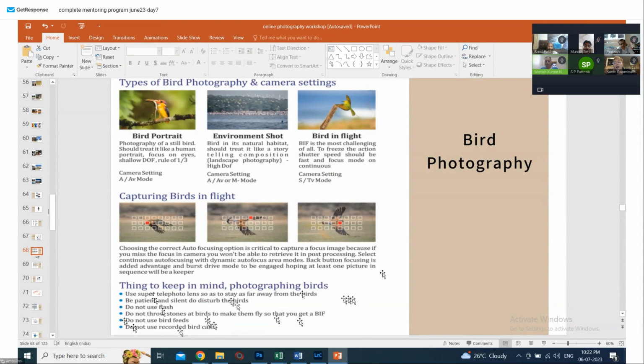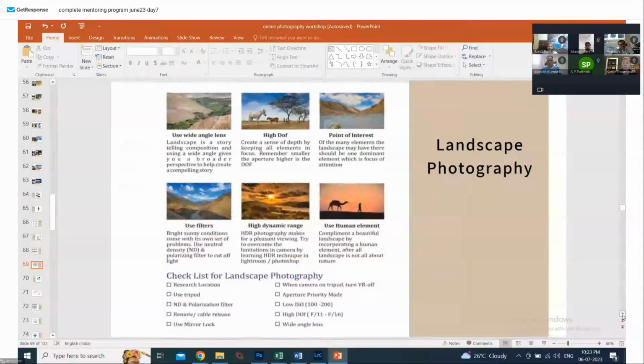But what about using a hide? Is that ethical? Yeah, I think a hide should be okay. In fact, you are using a hide to not disturb the birds. So a hide is a good option, I would say. Okay, let's move ahead. We have covered this.